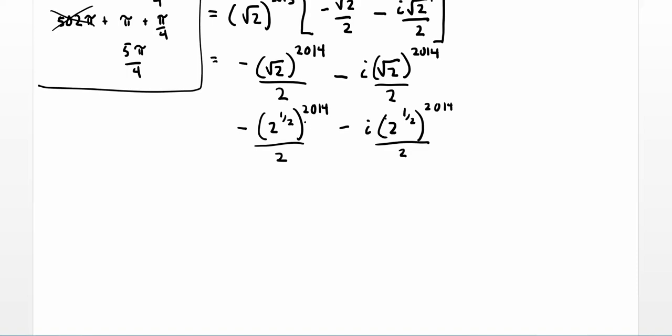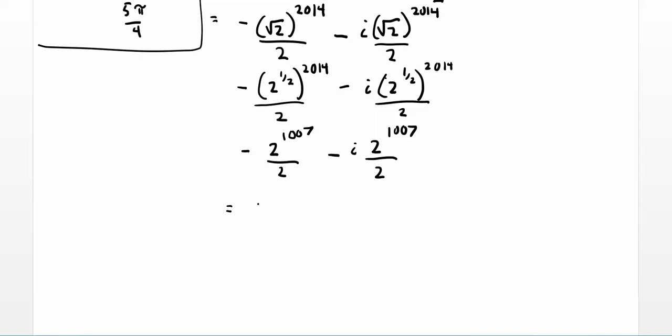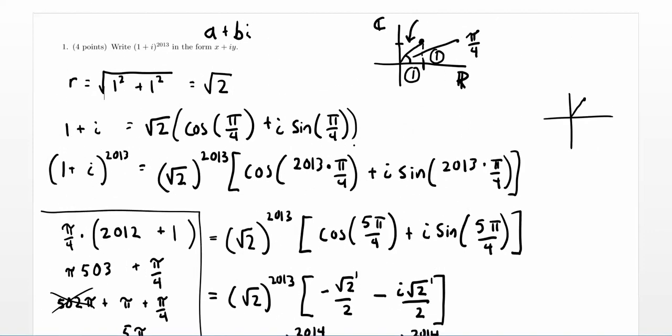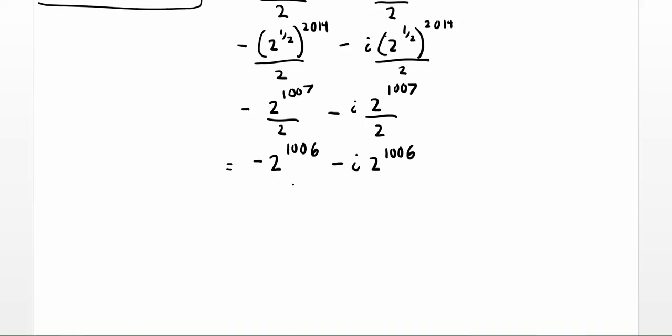And then you should be able to see that this simplifies. When you raise one exponent to another exponent, you can just multiply those two exponents together. So this becomes negative 2 to the 1007 power divided by 2 minus i 2 to the 1007 divided by 2. And finally, that's just equal to negative 2 to the 1006 minus i times 2 to the 1006. Okay, so we've got the right form. The real number here, the complex part here. And that's our answer.